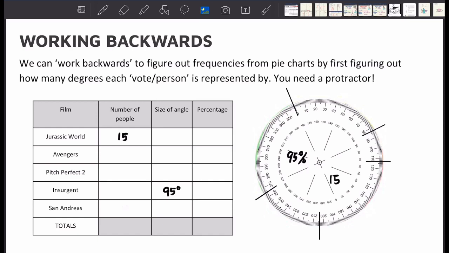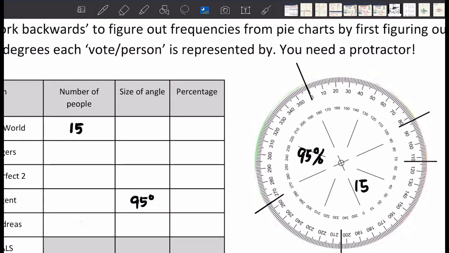Now let's check if the measurements are correct. It says that Insurgent is 95. Let's count. I'm just going to use the red. Each of these long lines corresponds to 10, and the short ones correspond to 5, and the even shorter one corresponds to 1.